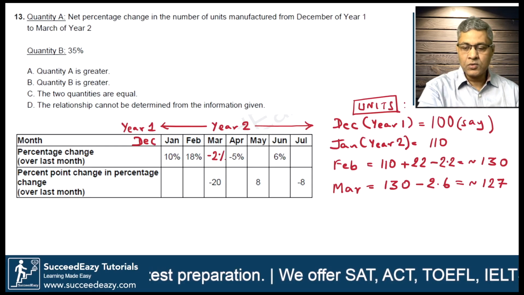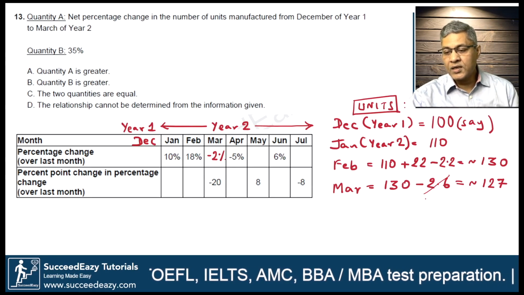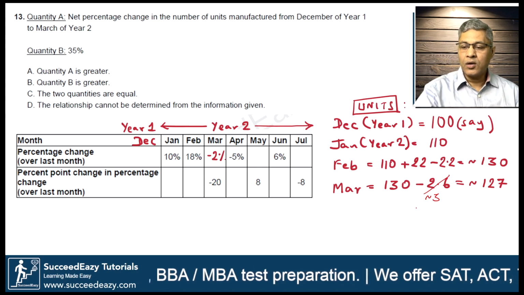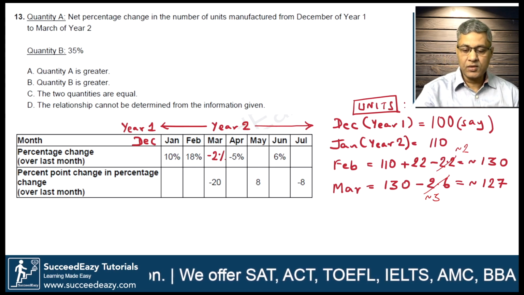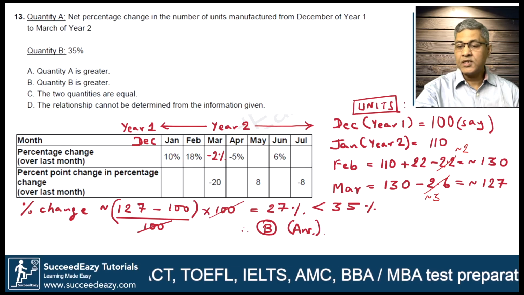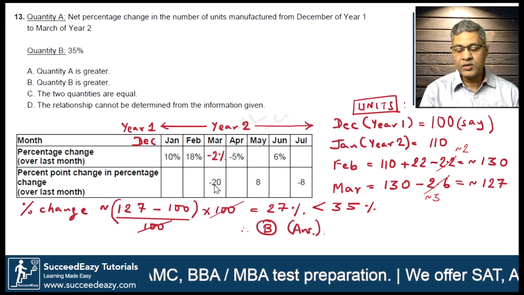All right, so let me write it here. It will be this thing. I can say that it will be 3. And this I will round it to 2. That is how it is. Fair enough. So percentage change between March and December would be how much?